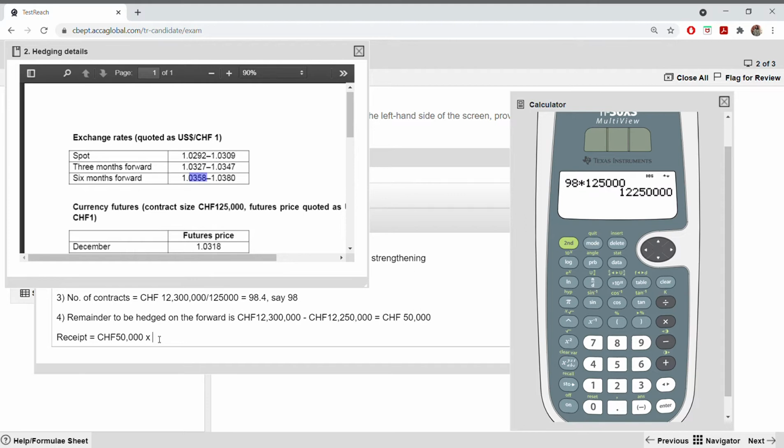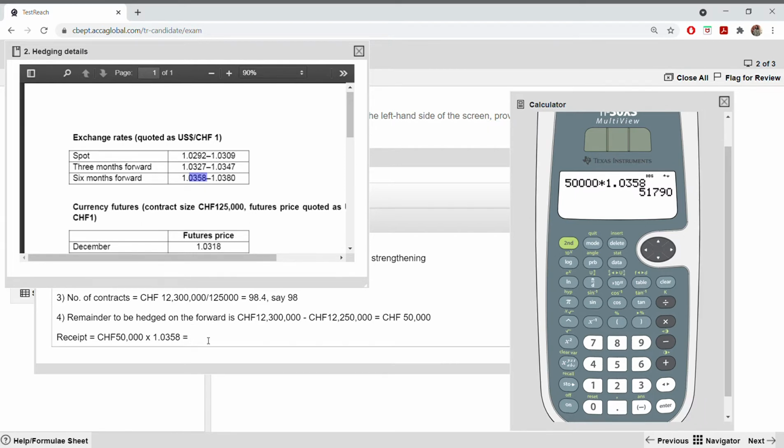Okay, so I'm going to multiply it by 1.0358. Just use your calculator again, clear. So 50,123 multiply by 1.0358, enter: 51,790. Now when you write 51,790, it's not Swiss franc.